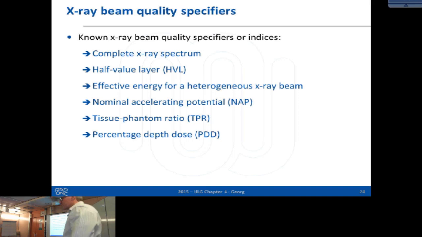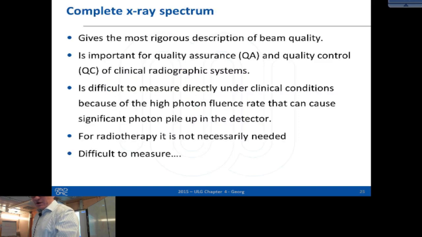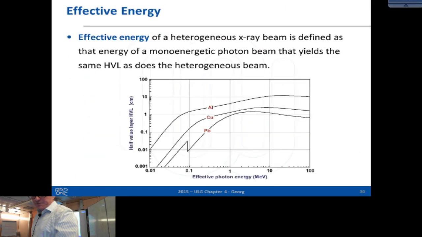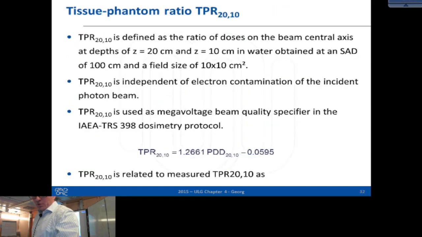Because for, let's say, below 100 kV, in this range we use the material aluminum to specify the half-value layer. For higher energies, it's copper that we use to specify. And besides aluminum and copper in radiotherapy for therapeutic units, no other material is used for specifying half-value layers. So then I can go over that. You can read it back home.